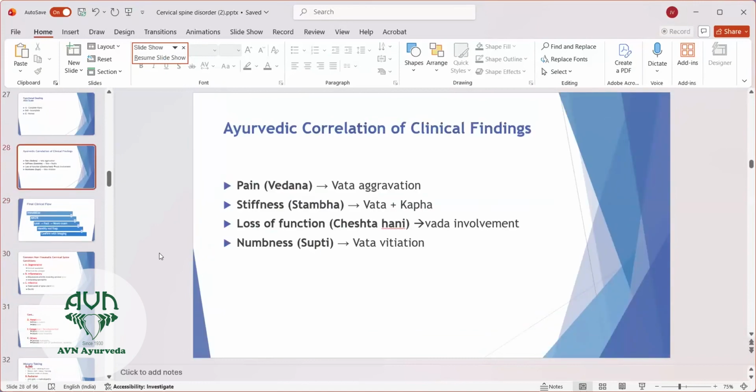If there is pain, that means aggravation of Vata dosha. If there is stiffness, there is aggravation of Kapha dosha, and loss of function, that means Cheshtahani, again Vata involvement. Numbness is there, there is vitiation. So these cases also we can manage very carefully.